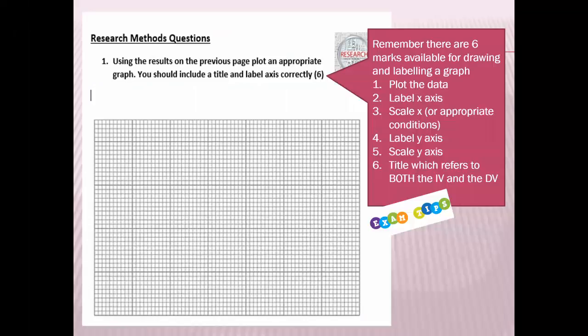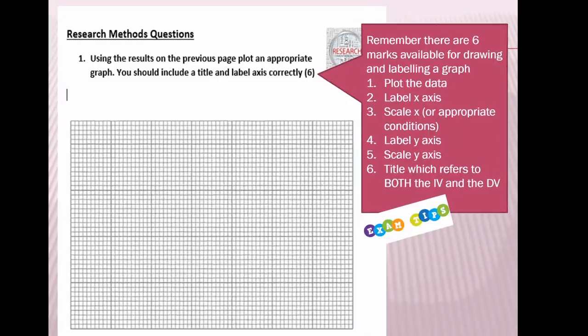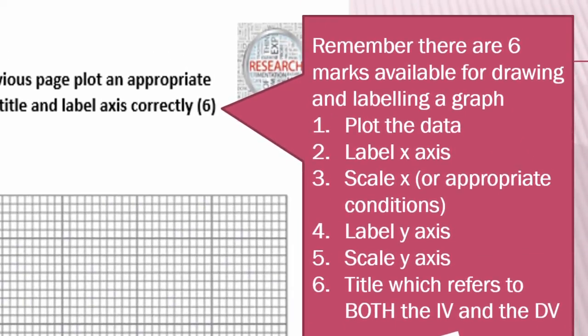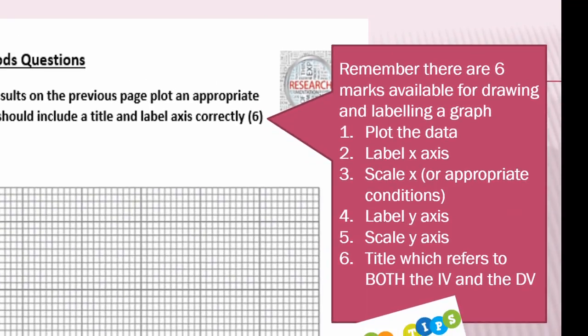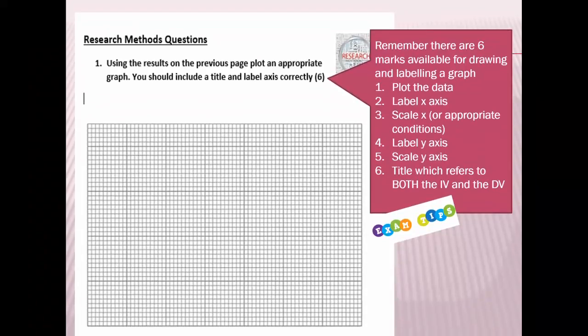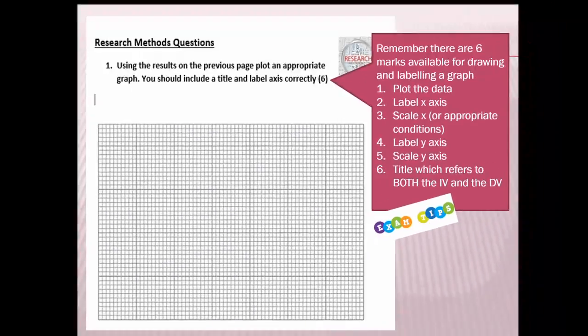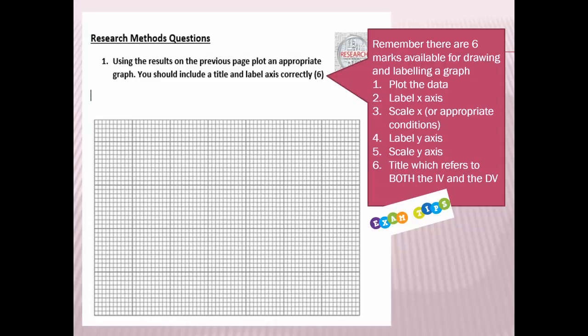We're now going to move forward slightly, and you'll see on the next page in your booklet you've got some research methods questions. The first task is to plot this particular graph. Remember from what you've been taught on data analysis that there are 6 different marks available for drawing and labelling a graph. One is available for plotting the data. Sounds ridiculous, but you only get 1 mark for getting the right bars on there. Then we need to label the x-axis, and scale the x-axis, i.e. mark on there the appropriate conditions. We need to label our y-axis, scale that y-axis, and give a title which refers to both the IV and the DV. So again, you need to pause me here and have a go now at drawing that graph.